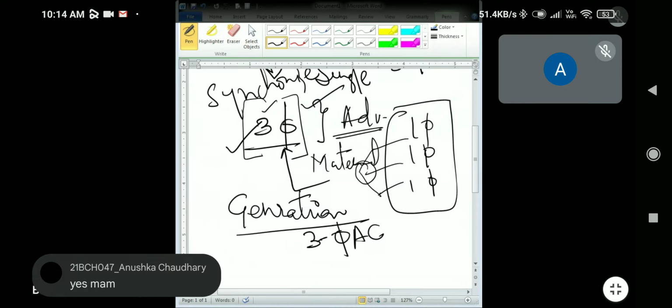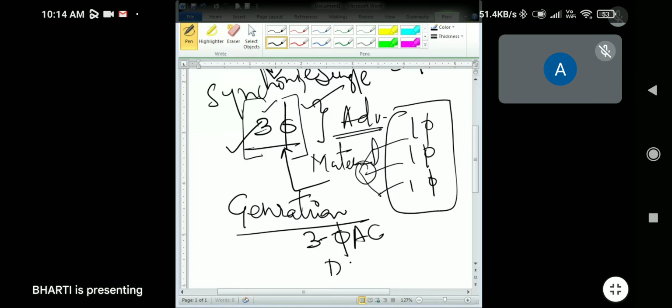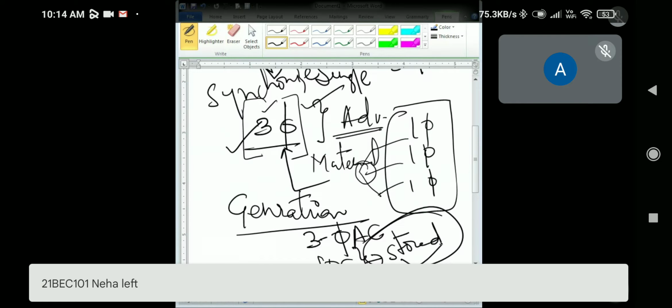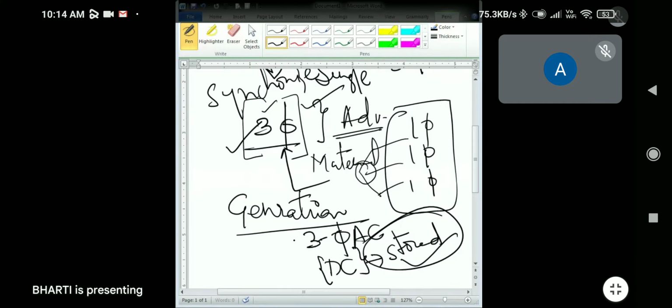One more thing, do you have any idea? Can we generate DC? It is a form of energy which is stored, like in your batteries, in your inverter. That is all we can say, a form of energy which is stored. What is being generated and transmitted is AC. Is it clear to everybody? Okay.